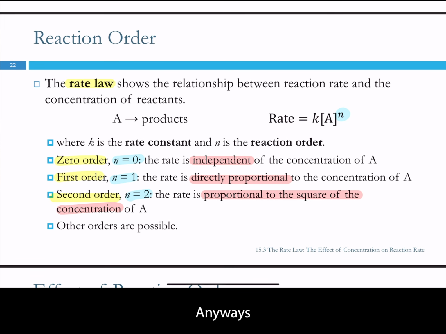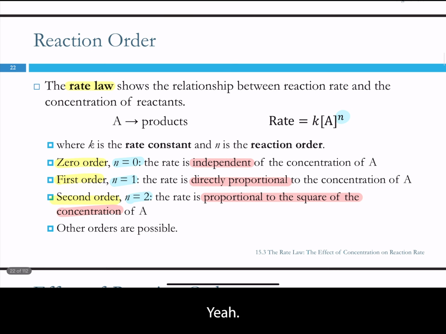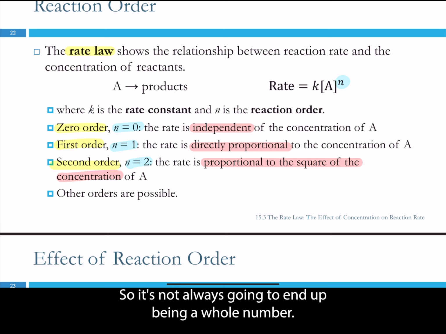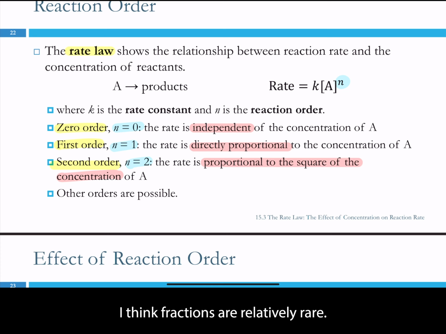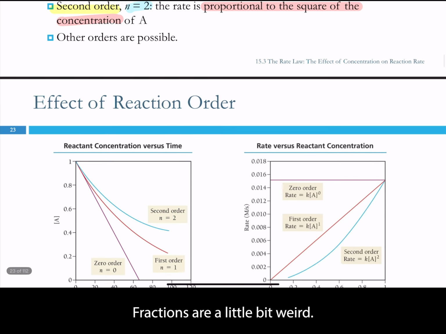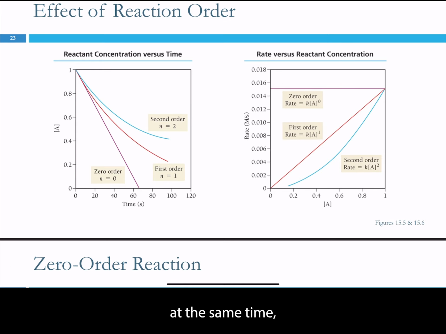Anyways, reaction orders. So I have zero order, first order, second order. There can be other orders. There can even be fractions. So it's not always going to end up being a whole number. I think fractions are relatively rare. Ask me later if you're curious about how we can get a fraction, since it seems like whole number orders make more sense. Fractions are a little bit weird. It's when you've got a bunch of reactions happening at the same time.